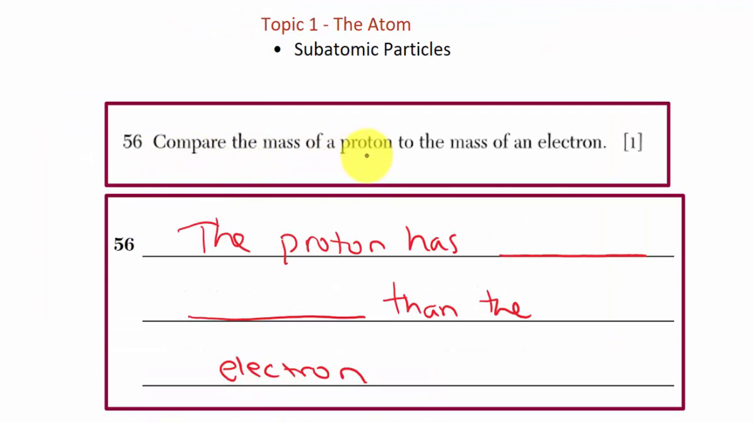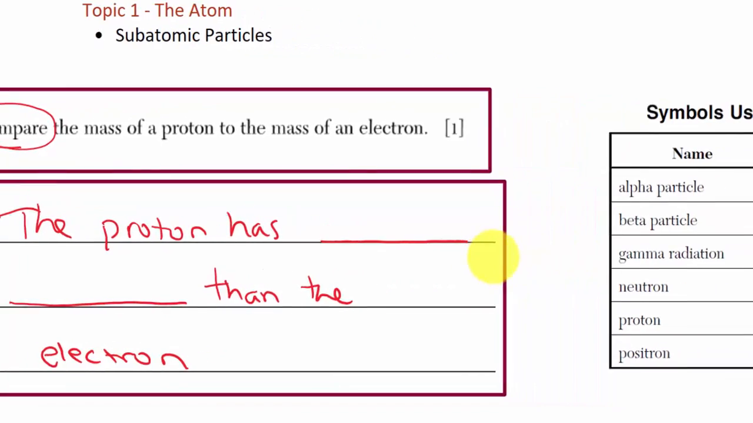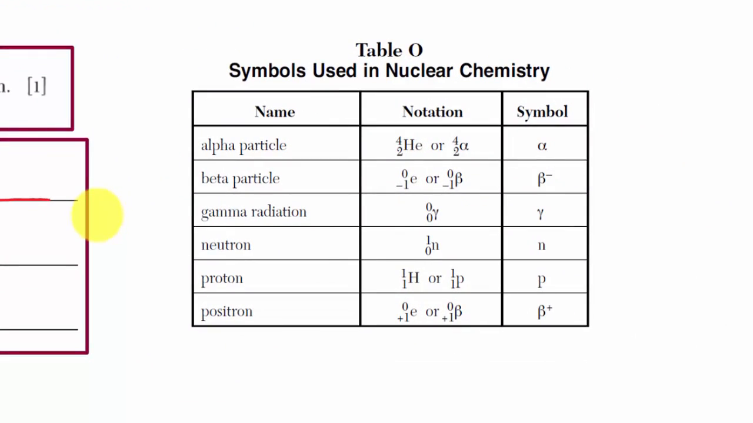Question 56. Compare the mass of a proton to the mass of an electron. They're only saying compare. You don't have to be too critical here. You don't have to get into the numbers involved. But you do have to know your subatomic particles pretty well. So the only reference in the reference table that might give you this is the symbols used in nuclear chemistry. They do have the proton, and the beta particle is our representation of an electron. And you can see the electron, the proton symbols here.